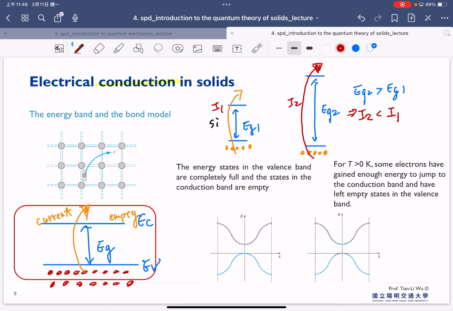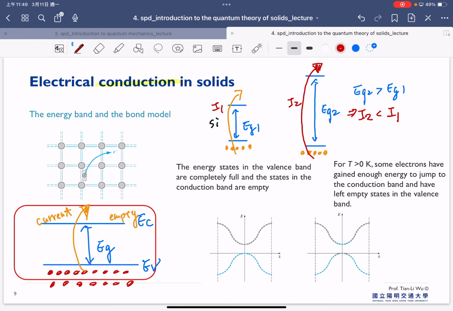So right now, from the band diagram drawing, the difference between EC and EV is the band gap. From the drawing of the band gap, we can also estimate the possibility of having a current in this material. With a larger band gap, it's more difficult for the electron to jump from the bottom to the top. So that means your current is smaller compared to I1 here.